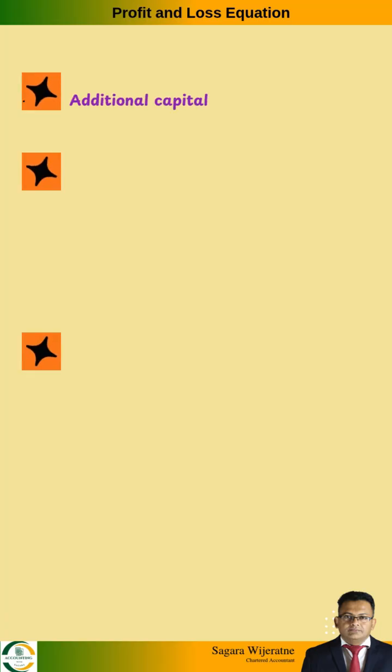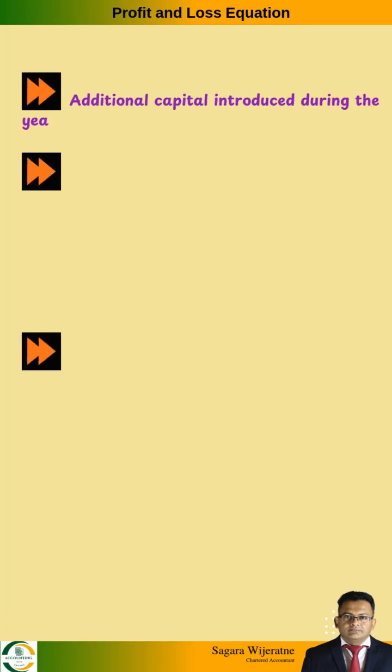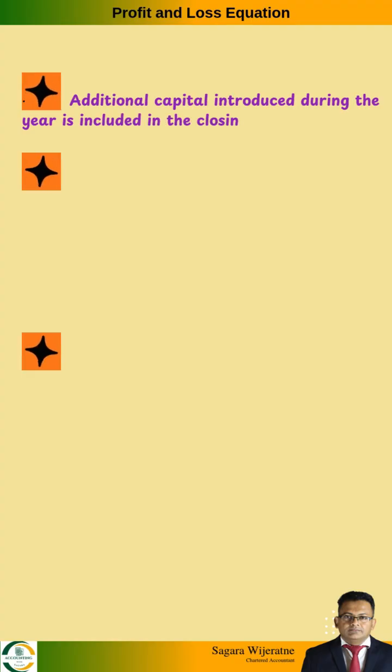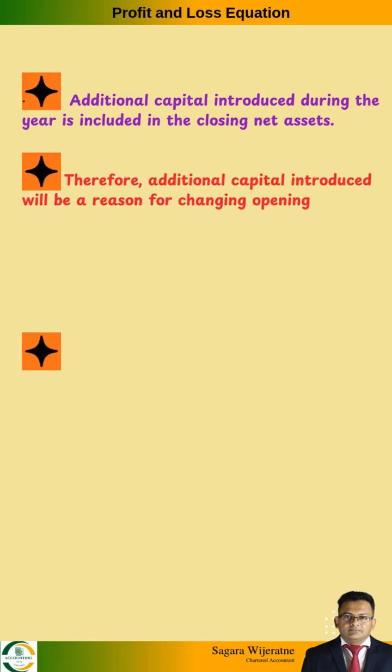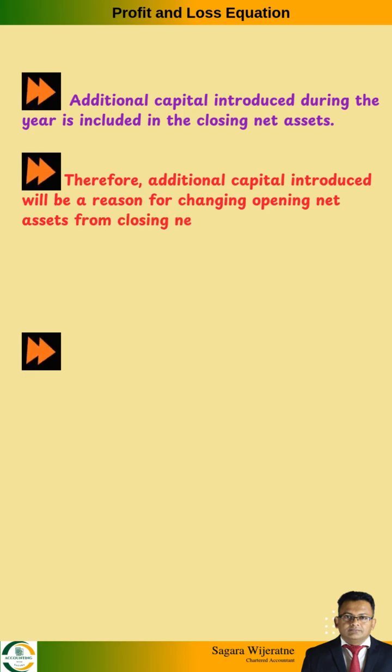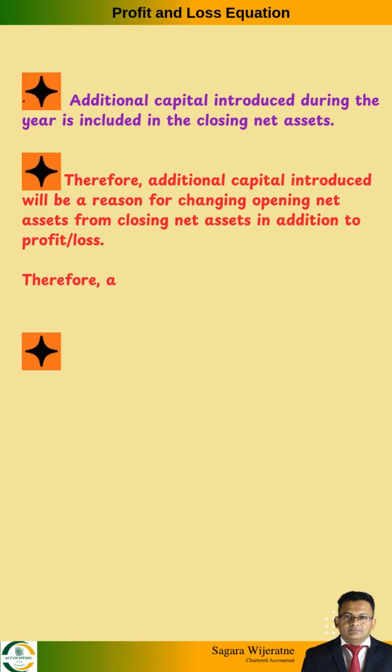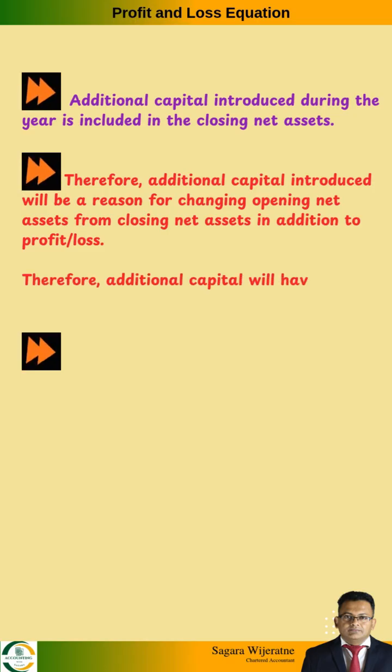Additional capital introduced during the year is included in the closing net assets. Therefore, additional capital introduced will be a reason for changing opening net assets from closing net assets in addition to profit or loss. Therefore, additional capital will have to be deducted in the calculation of profit or loss.